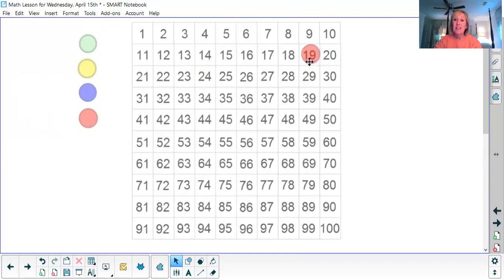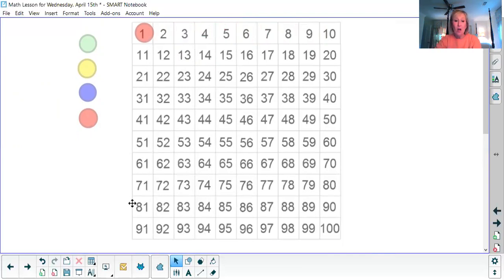20, 19, 18, 9, 8, 7, 6, 5, 4, 3, 2, 1. We counted backward from 30. We started at 30 and we went backward to the left and we ended on 1.